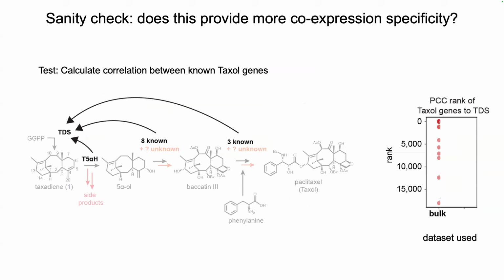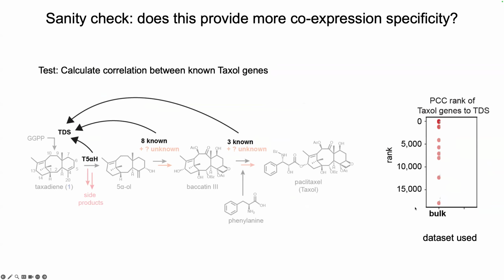Now, the question is, does this help our search for the Taxol genes? Does it provide more specificity for these gene-gene associations? We don't have many gold standard gene sets in the Taxus genome, but we can use the Taxol genes as a test case. So we can take this practical metric where we'll just rank all 50,000 genes in our genome based on correlation to, say, the first gene in the Taxol pathway. And then we look where some of the other known genes rank in that list.